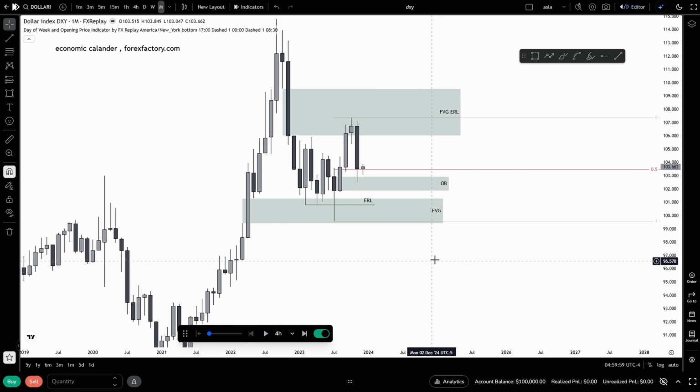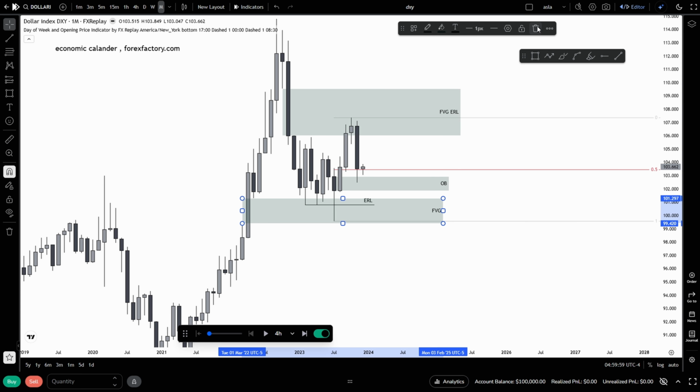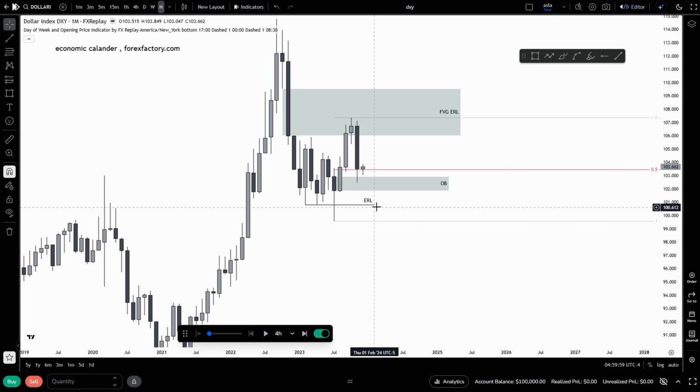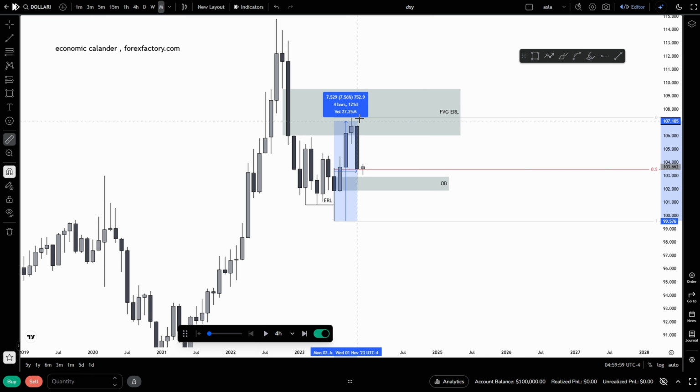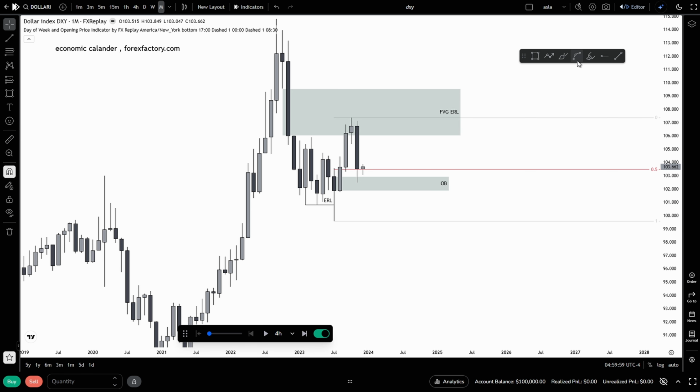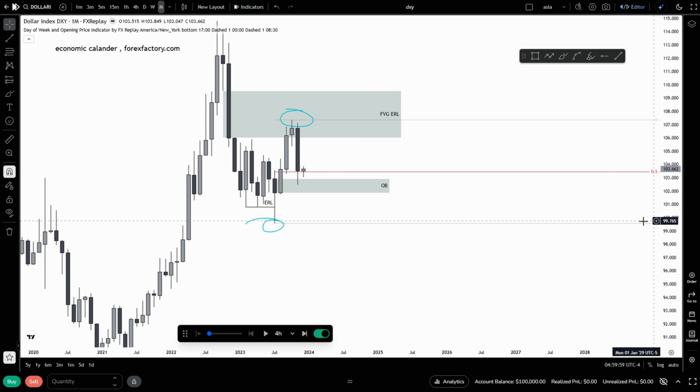Once we bring in the annotations, we can clearly see that price ran a set of relative equal lows, which represents external range liquidity. After taking that liquidity, price expanded to the upside into a monthly bearish fair value gap, which now serves as our internal range liquidity. In the process, price also took out the relative highs, completing a full range expansion. From this movement, we can define a monthly dealing range from the swing high down to the swing low.